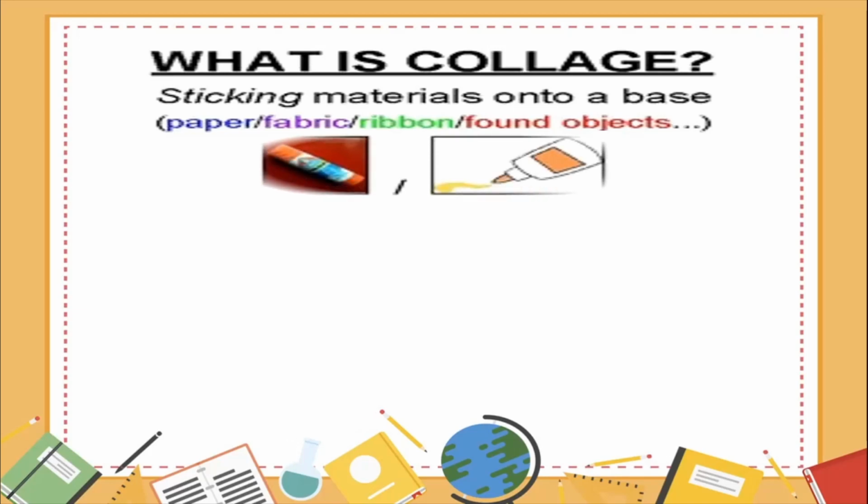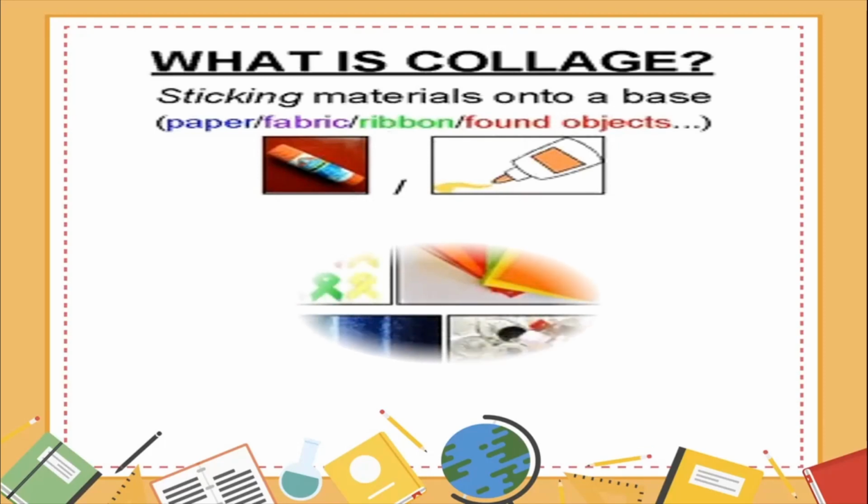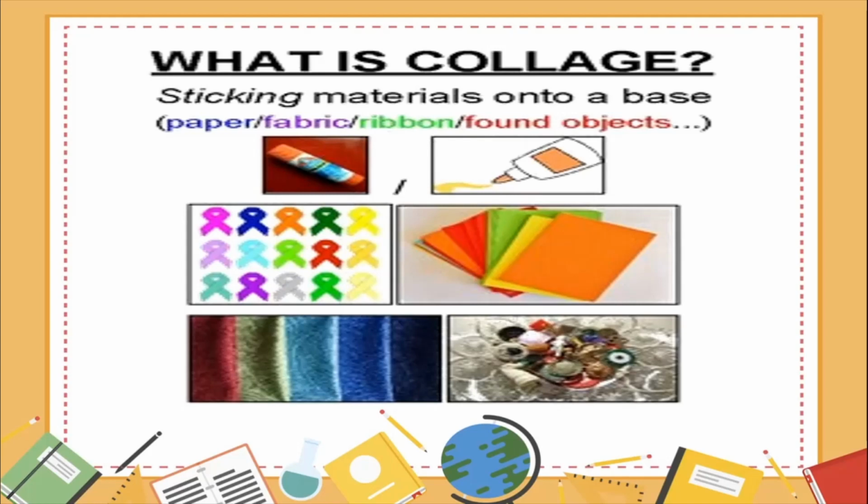For example, see, to make a collage, you will need all these things. So I will need a gum, or I will need a glue, all right, or Fevicol or something like that. And I might need any of these things. I might need paper, or I might need fabric, okay, or I might need all these things which you can see, tiny things, beads or ribbons, which I can stick onto this paper or this fabric and create a design.